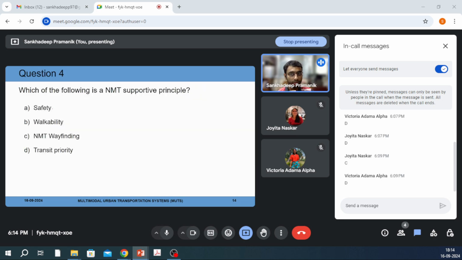Therefore here safety is very important, and walkability is also important as we are talking about non-motorized transportation. So there should be a good walking space. Also people have to find where the locations are located, so that comes under NMT wayfinding. And transit priority is the additional thing that may come with non-motorized transportation. So D will be the answer here.